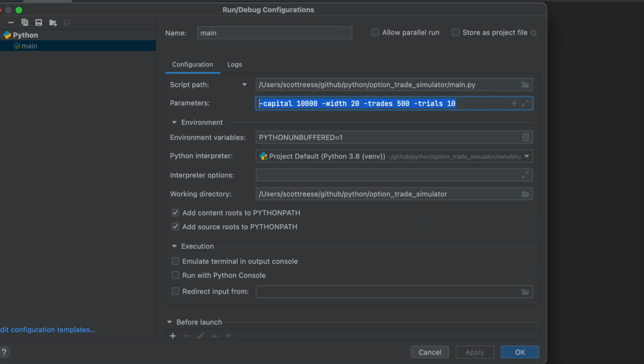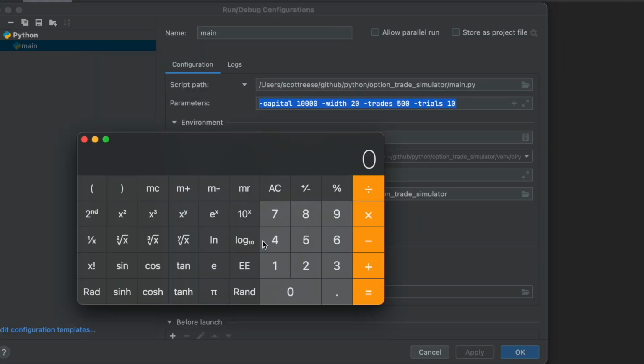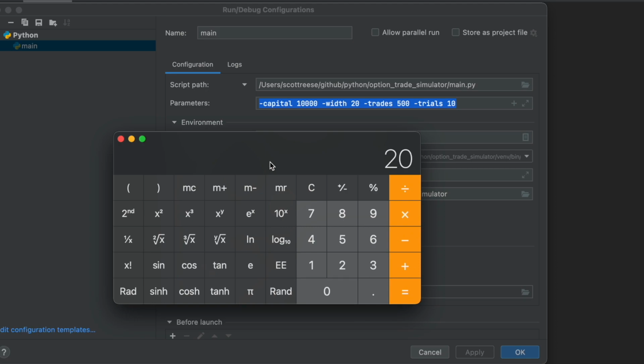And that's because, if I bring back the calculator here real quick, let's say for a $20 wide Iron Condor, I collect maybe $5 in premium on a per share basis.